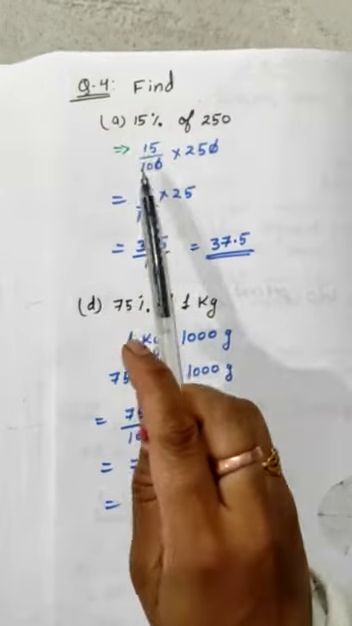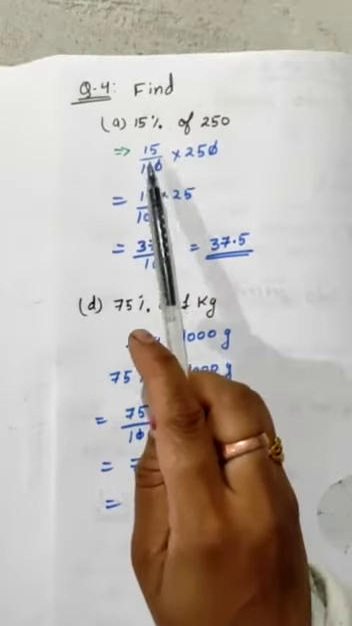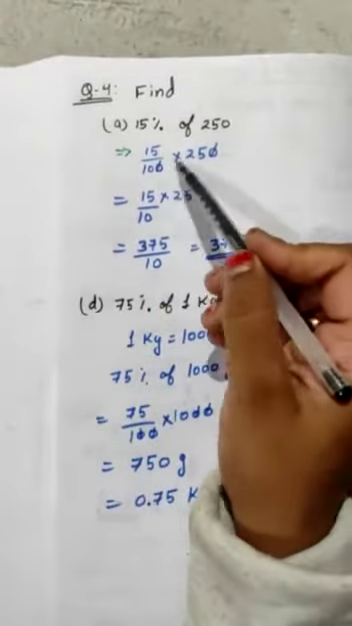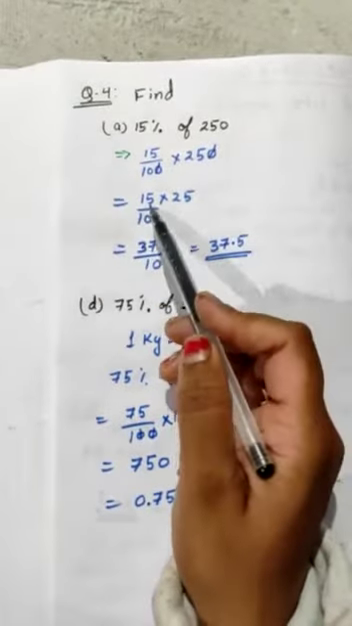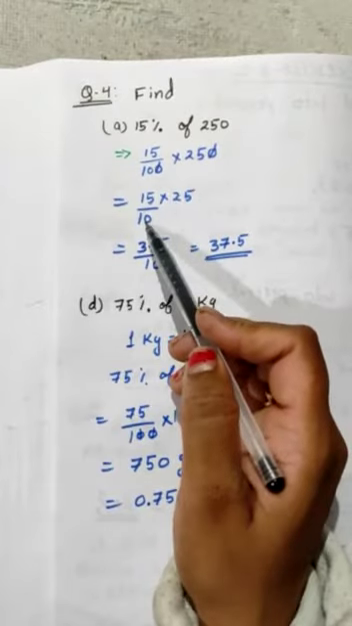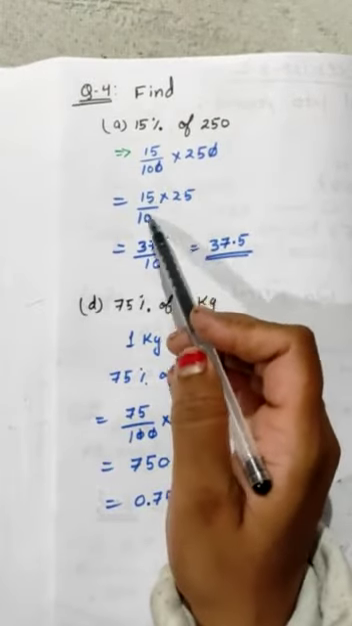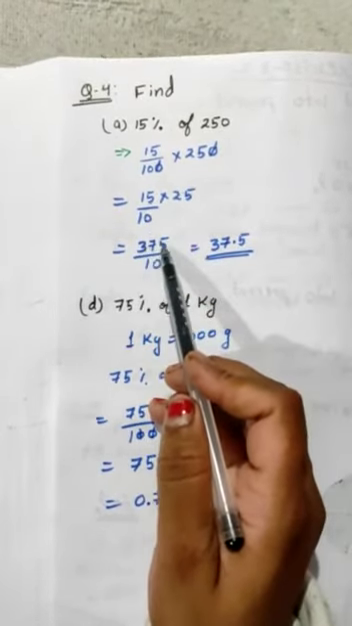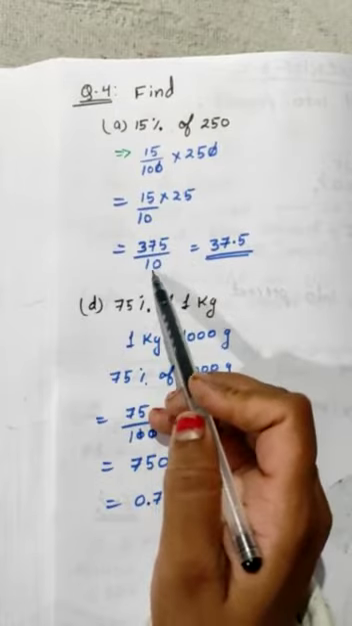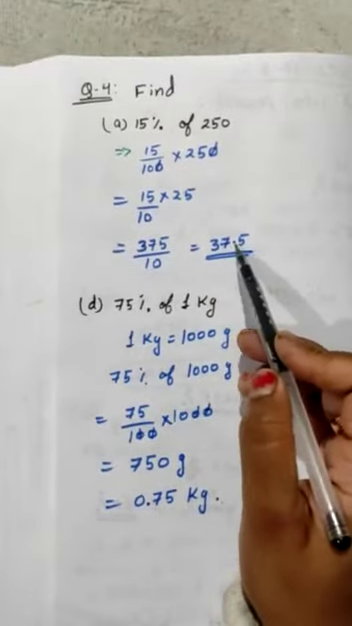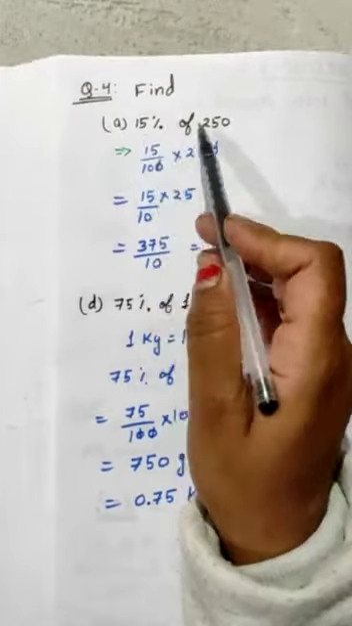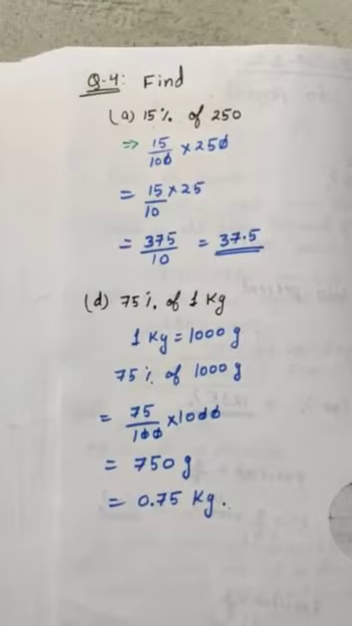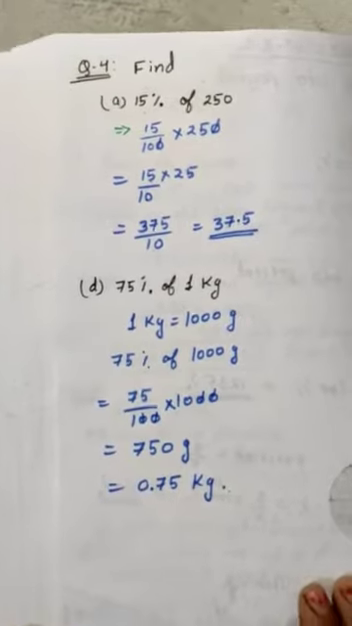It will become 15/100, and then 15/100 of 250, and then cancel. 0, 0 will cancel each other. Then 15 into 25 upon 10 is remaining. You can divide also, or directly multiply 25 and 15, which will give you 375. So 375 upon 10, which means 37.5. So 15% of 250 is 37.5. Similarly, one more sum I've done for you, which is the D part.